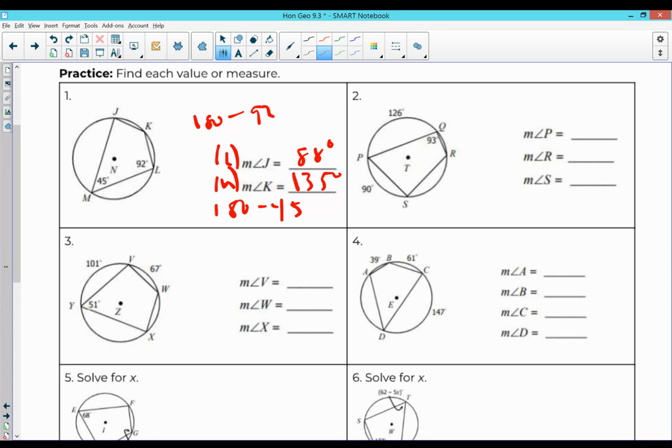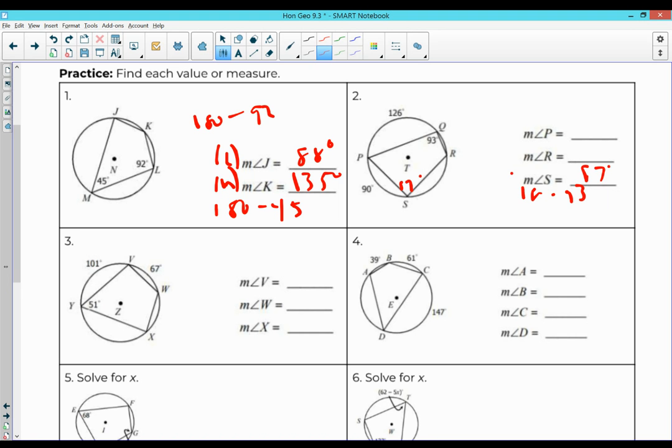All right, for angle 2, Q is across from S. So Q's across from S. So I'll do that one first. 180 minus 93 to give me 87 degrees. Okay, so I have that. 90 is going to help us with something.